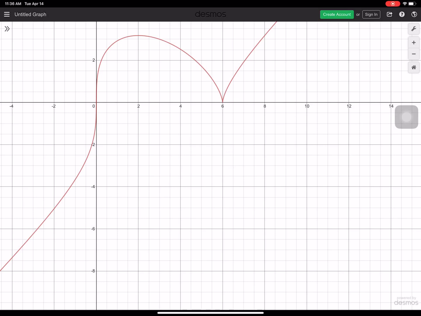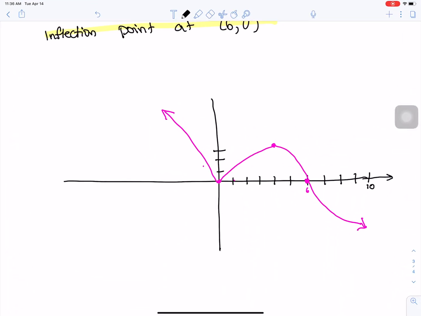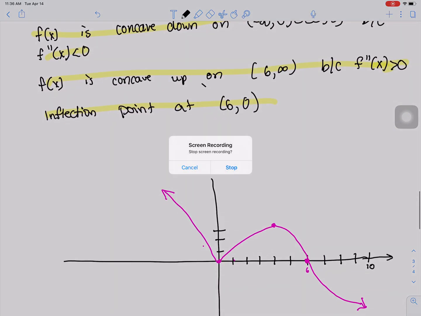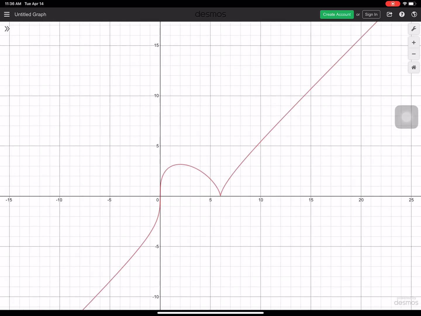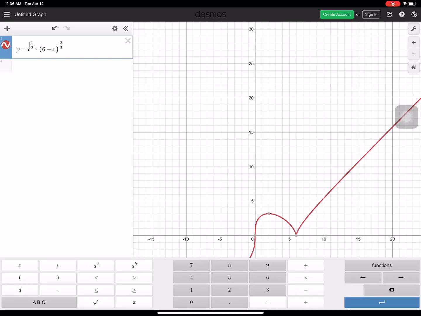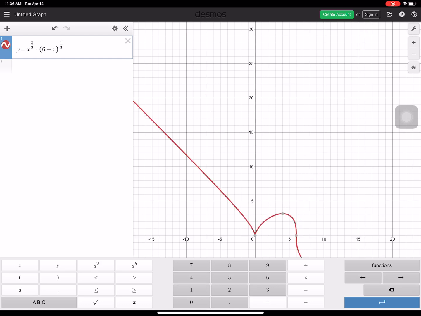Whoops. So it should be positive, negative, negative, positive, negative, negative. Whoops. Let's look back at Desmos. Maybe I've made another mistake here. So let me just make sure I typed in my original function correctly. It should be x to the, oops, that's why. X to the 2/3, 6 minus x to the 1/3.